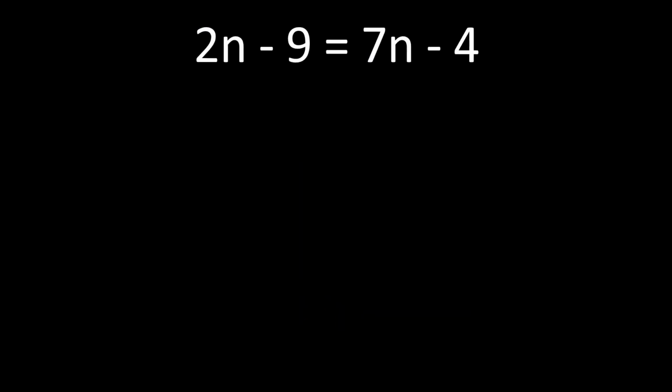In this example, I have 2n minus 9 equals 7n minus 4. I'm going to need to get my variable on one side of the equation and my constants on the other, keeping in mind that I'm going to be doing inverse operations and that whatever I do to the left-hand side, I'm going to do to the right-hand side of my equation because I have to keep my two sides balanced. So the first thing you might want to do is draw the line through the equal sign so you can make sure that whatever you do to the left, you do to the right.